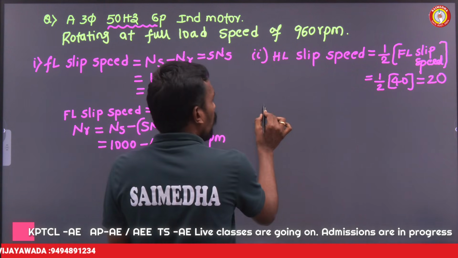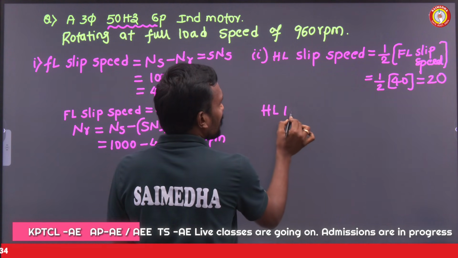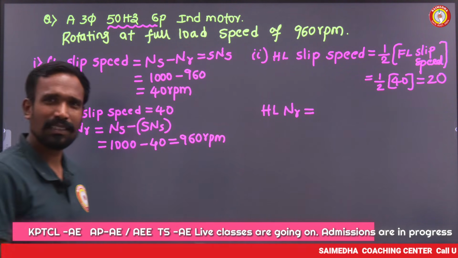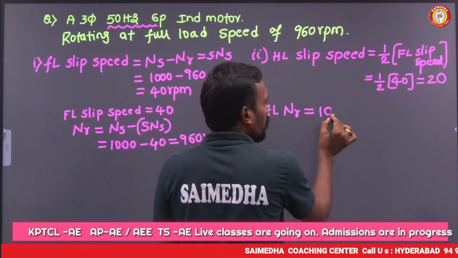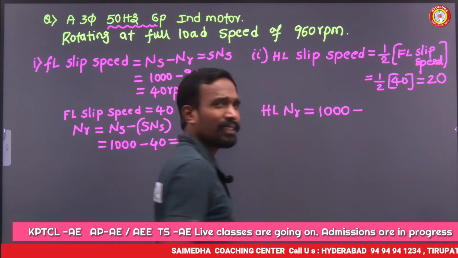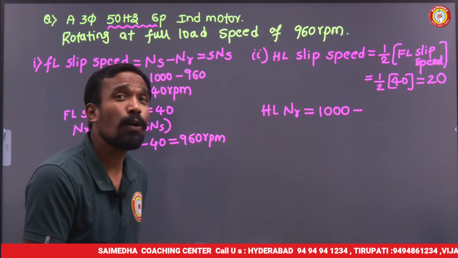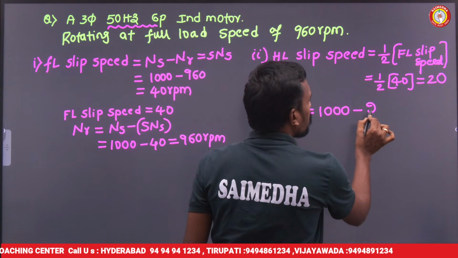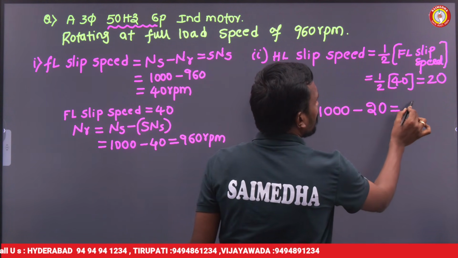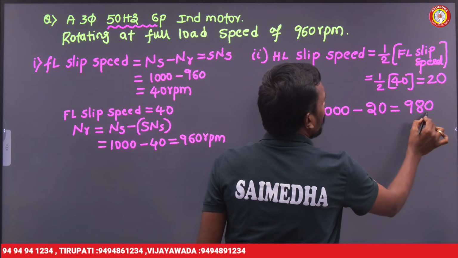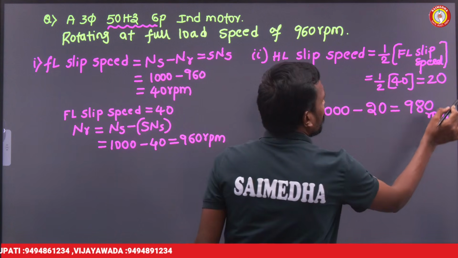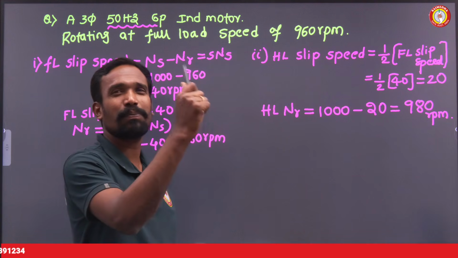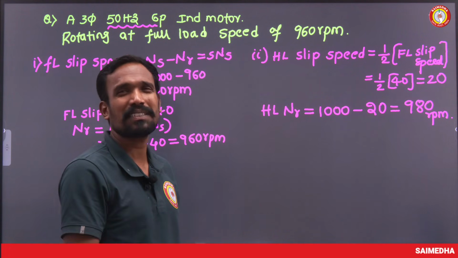They will ask you, what is the off-load rotor speed? Can you tell me now? Actually, the synchronous speed is 1000. From this 1000, something is slipping. How much is slipping at off-load? At off-load, 20 rpm is slipping. When 20 rpm is slipped from 1000, then the rotor will rotate at 980 rpm. That is the simple thing.